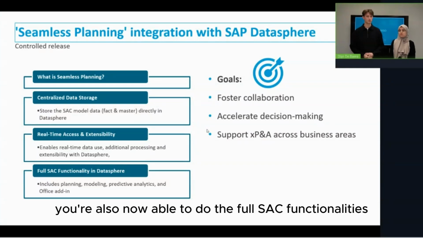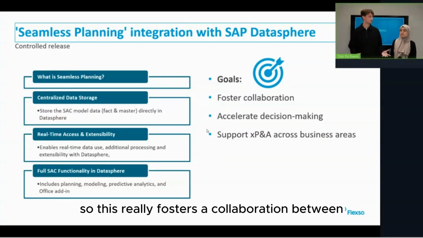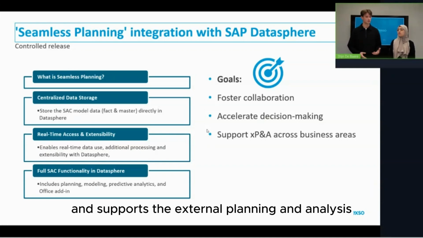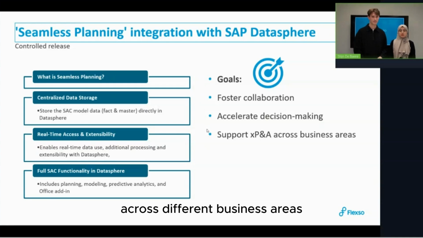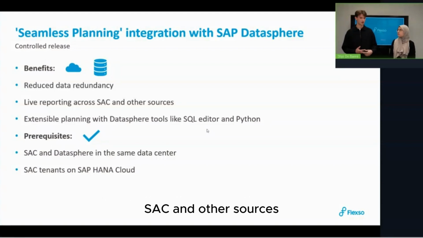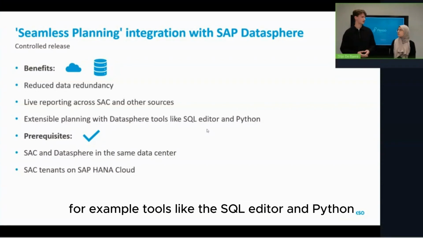You're also now able to do the full stack functionality, including planning, modeling, and predictive analytics. So this really fosters the collaboration between Datasphere and SAC. It also accelerates decision-making and supports extended planning and analysis across different business areas. If we go to the benefits, there's of course reduced data redundancy, as well as live reporting across SAC and other sources. And it's also the extensible planning with Datasphere, for example, tools like the SQL editor and also Python.